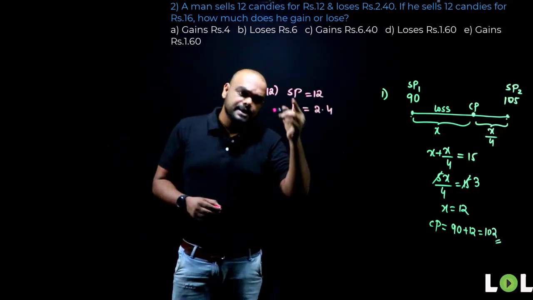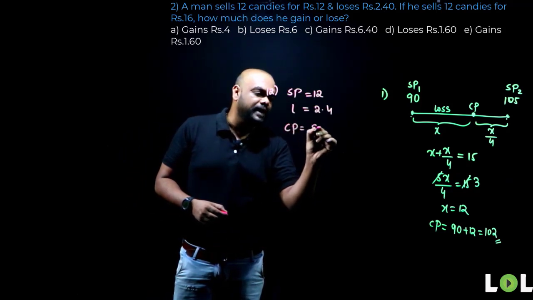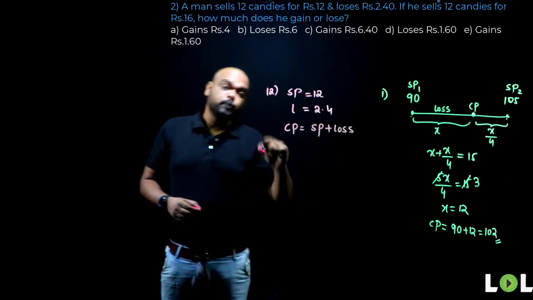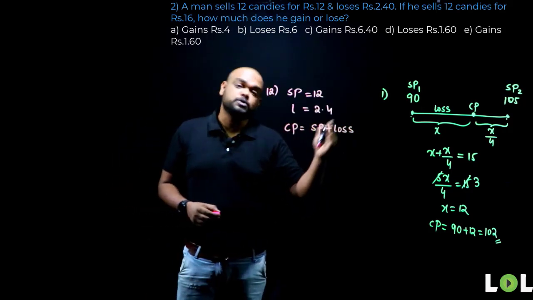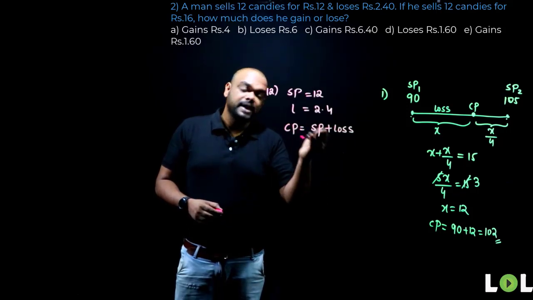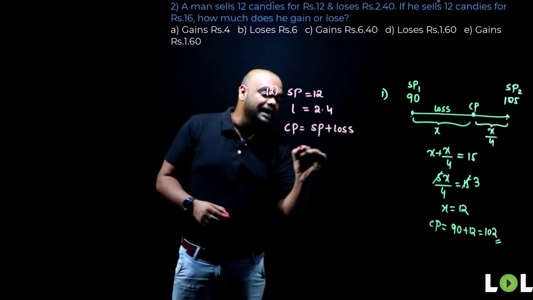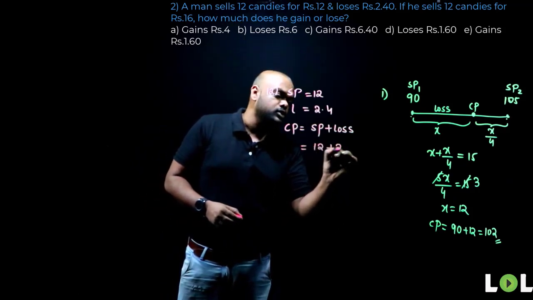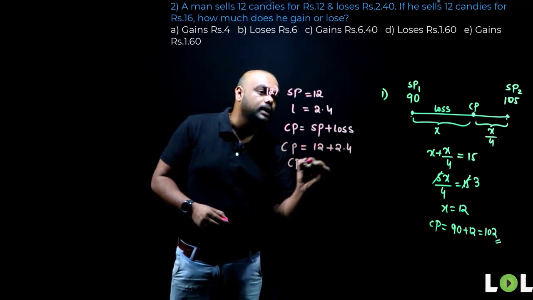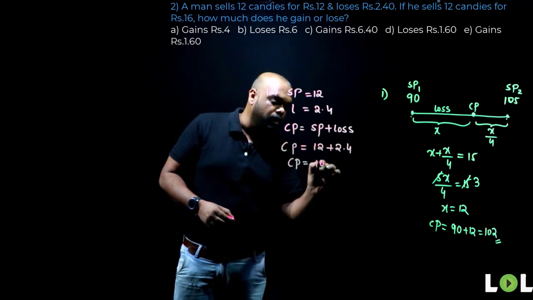If he sells the candies at rupees 16, how much does he gain or lose? We know that when it is a loss, cost price is equal to selling price plus loss. If it is profit, selling price is equal to cost price plus profit. If it is loss, you can write selling price equal to cost price minus loss, or cost price is equal to selling price plus loss. Now here the selling price is 12 rupees plus loss is 2.4. It means the cost price of 12 candies is 14.4 rupees.